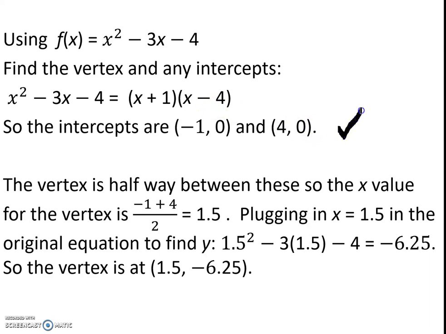So the vertex is halfway between those, so the x value for the vertex is negative 1 plus 4 divided by 2, which is 1.5. Plugging that 1.5 into the original equation to find y, we have 1.5 squared minus 3 times 1.5 minus 4, and when we do the math, we end up getting negative 6.25. So the vertex is at the point 1.5, negative 6.25.